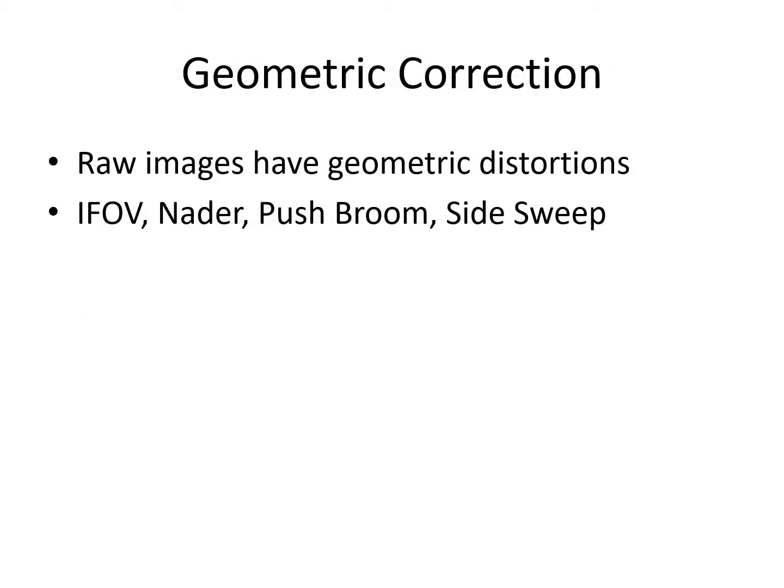And then geometric correction, where we have raw images that have geometric distortions. Stuff that's along the edge of our instantaneous field of view, things that are off nadir. The various geometric issues that come along with push broom and side sweep or whisk broom scanners.